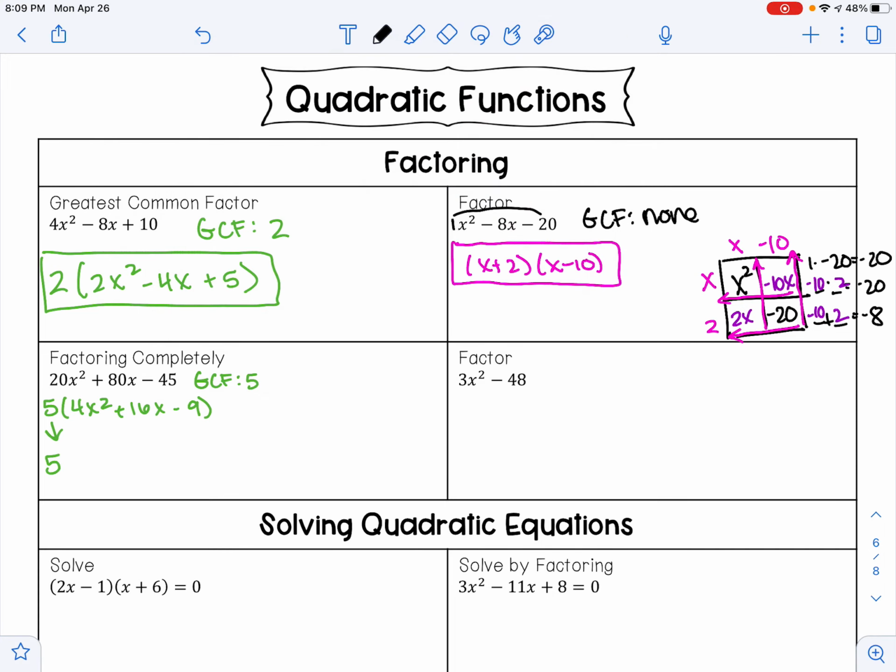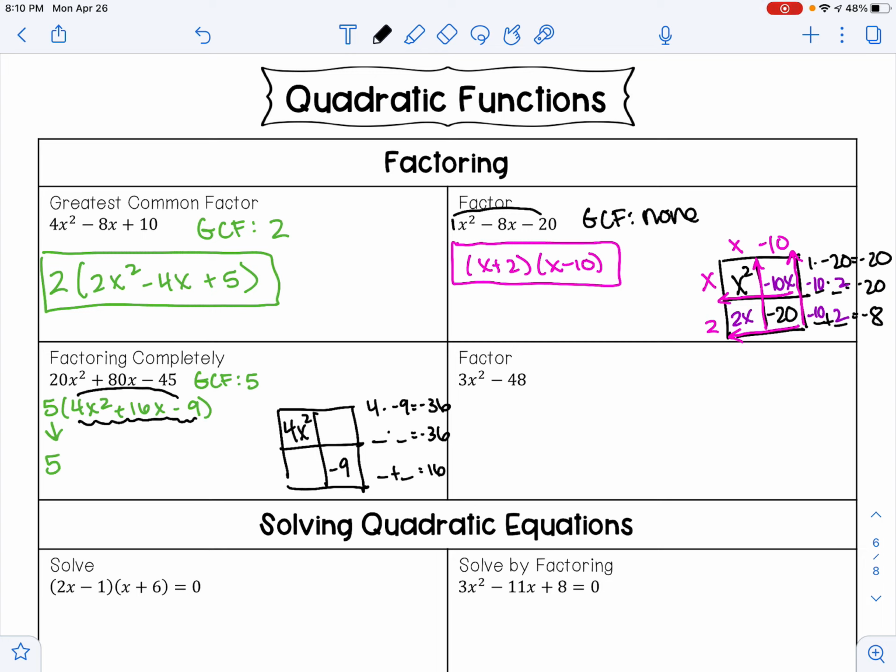Now we want to factor completely. So now we want to factor inside the parentheses here. And to do that, I am going to use the area model. First term goes in the first box. Last term goes in the last box. You always need to multiply your first number by your last number. So that means that I'm looking for two numbers that multiply to negative 36 and that add to 16.